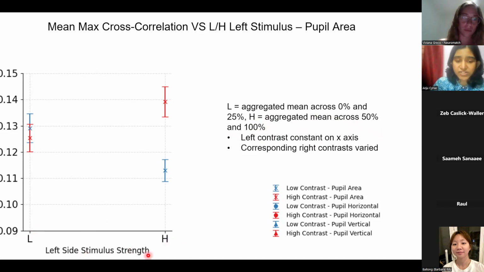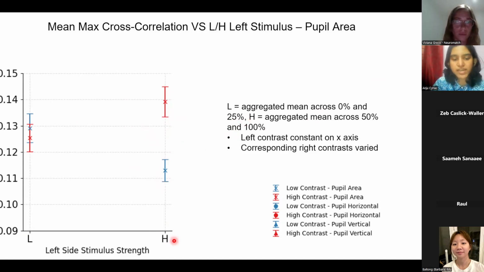And we plotted the left side stimulus strength after grouping them into low and high on the x-axis, and then we plotted again the mean maximum cross correlation on the y-axis. In the plots, the red color shows the high values for the right side. That is, the left side stimulus is high, and for the red one, the right side stimulus is also high. And blue means the left side stimulus is high, but the right side stimulus is low, that is, it could be either 0 or 25%. So that's how the plot was plotted.